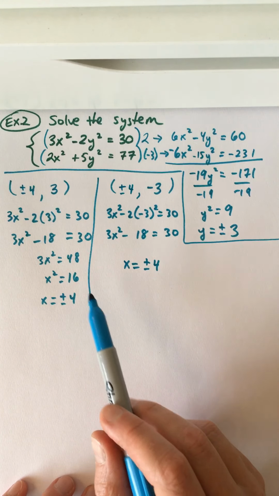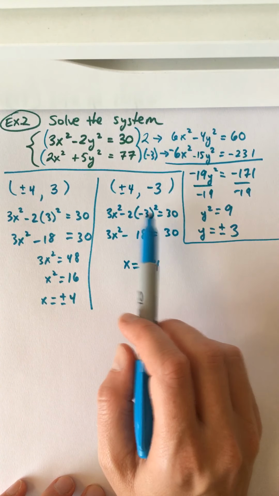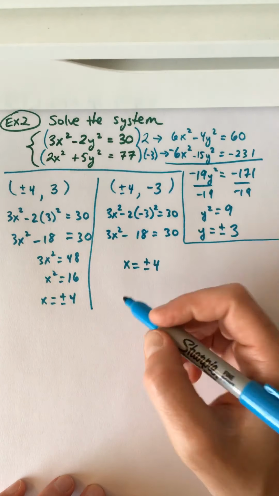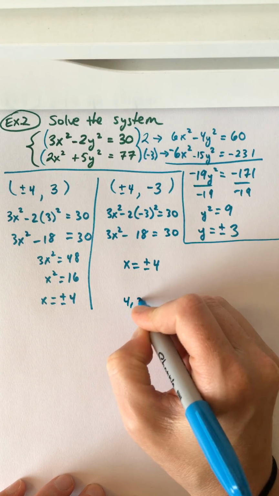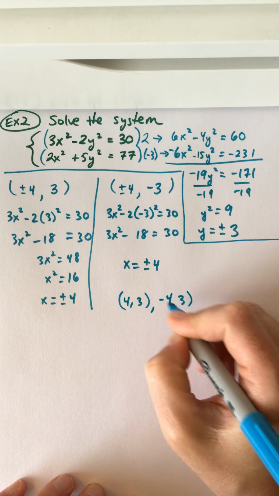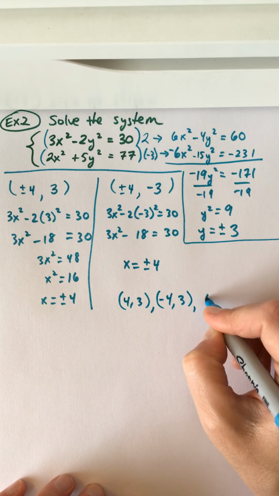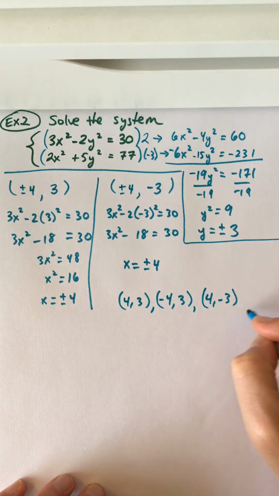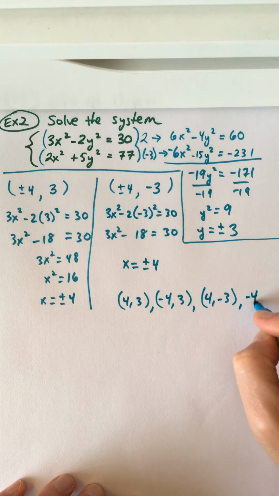So in this case, we actually get 4 solutions. We get 4 coordinate pairs. And let's write all of those out. We get +4 paired with -3. We've got -4 paired with 3. We've got +4 paired with -3. And we've got -4 paired with -3.